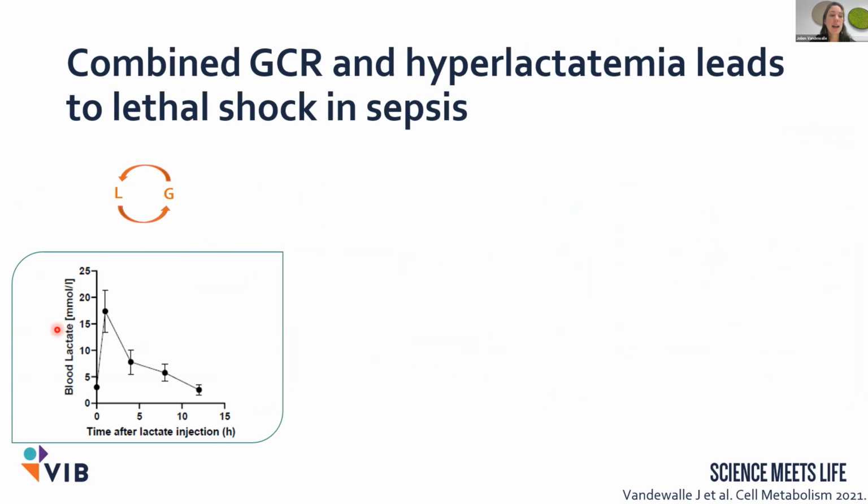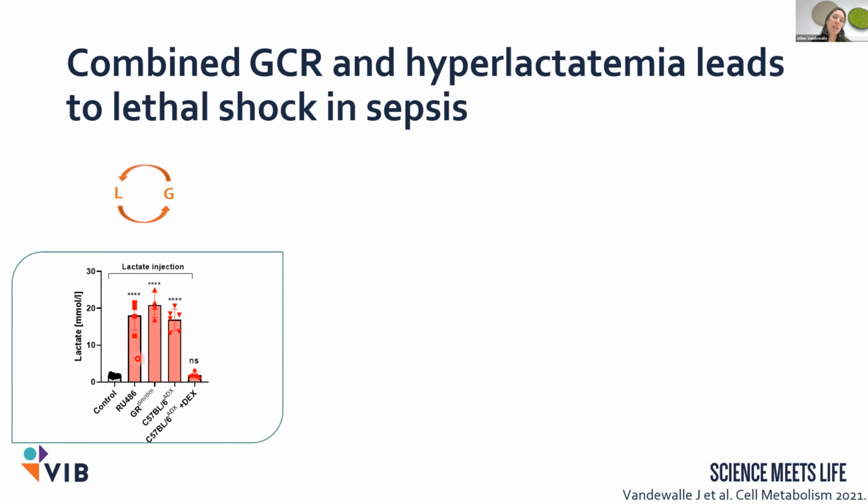So when we inject our lactate dose, we have levels up to 20 millimolars, which is seen in the most sick sepsis patients or septic mice. And then in a normal mouse, lactate decreases again, it is cleared again in the body.